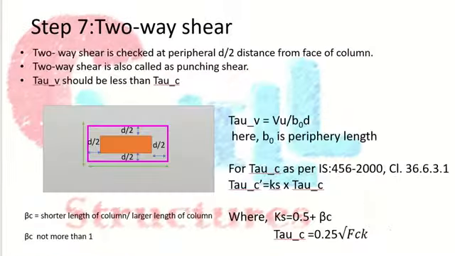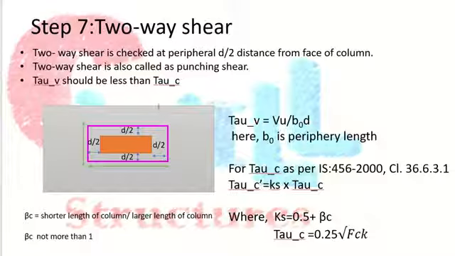The next step is to calculate two-way shear. Two-way shear is checked at a peripheral d/2 distance from the face of the column. You can see here is a plan diagram of a footing. The face of the column you can see here, and I am taking d/2 from all four sides as the peripheral distance from the face of the column. So this pink line is considered as the peripheral length. In this remaining area, we have to determine the shear force.